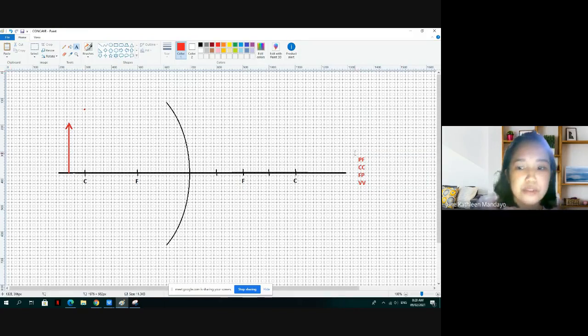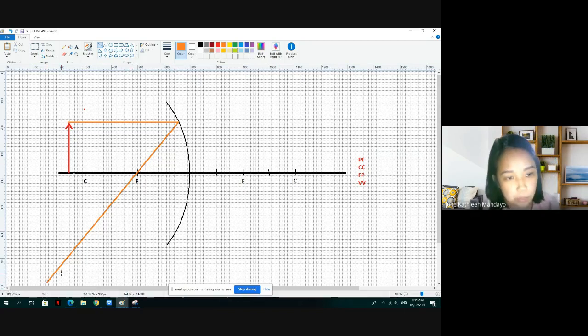So sabi natin sa rule number 1, you have a parallel ray. Okay, let's use orange. A ray that is parallel to the principal axis, so tuwid. Sabi dyan, it will be reflected towards where? Sabi PF. So, papunta daw sa focus. So, yung light ray mo, mapupunta siya dito. So, dadaan dapat siya sa focus.